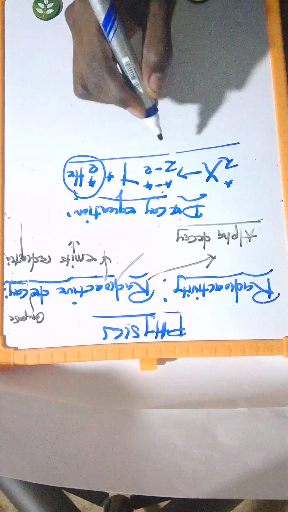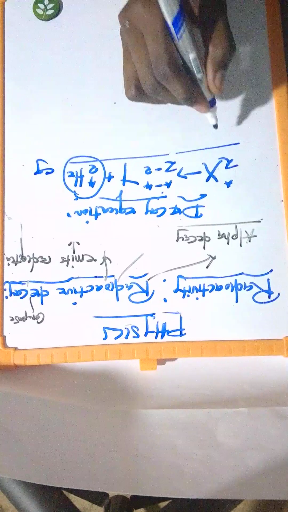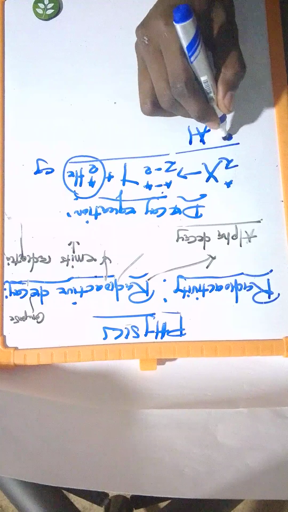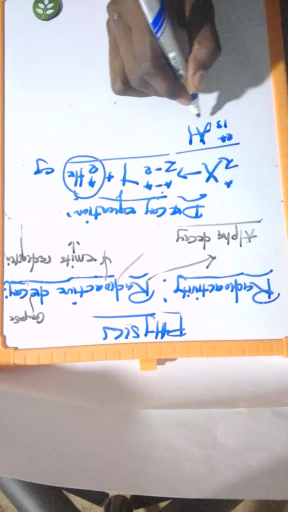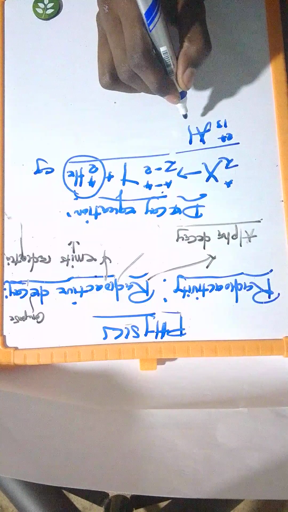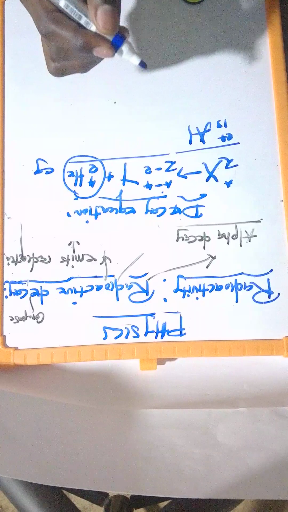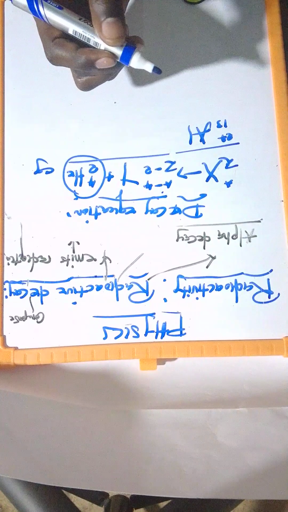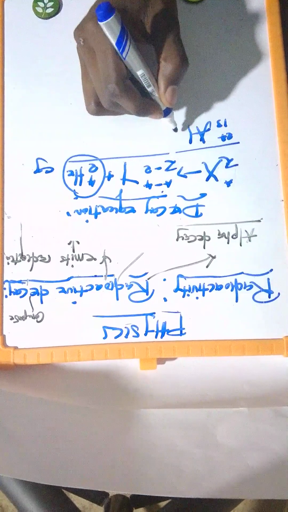Let's say we have aluminium. For the sake of trying, we have aluminium. So aluminium, Al, has a mass number of 27 and an atomic number of 13. So if the aluminium element emits an alpha particle, what is the mass number and the atomic number of the new daughter nuclide?